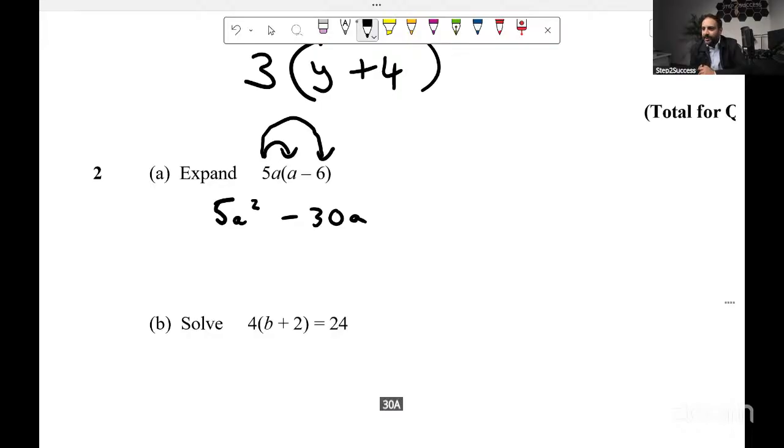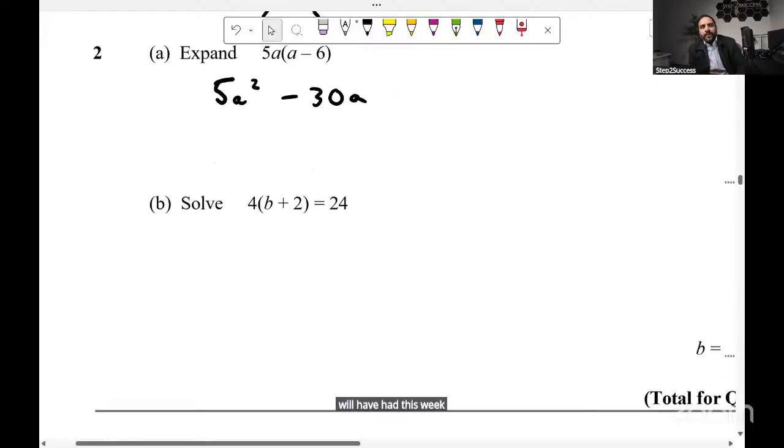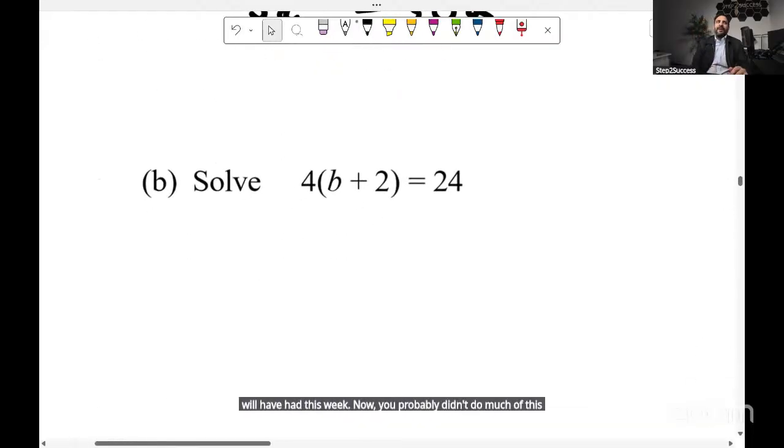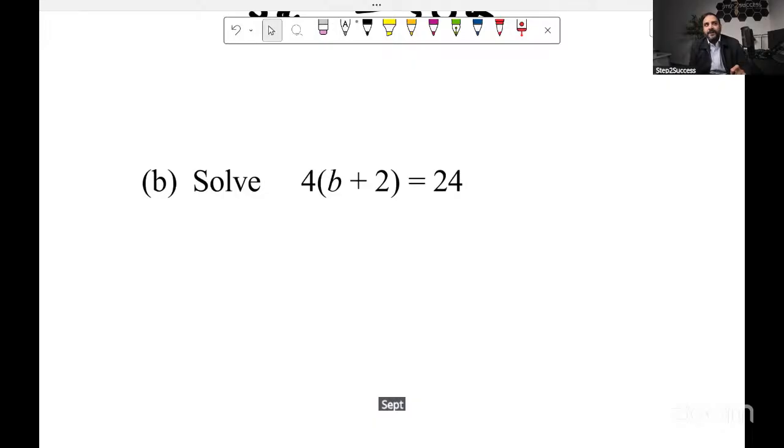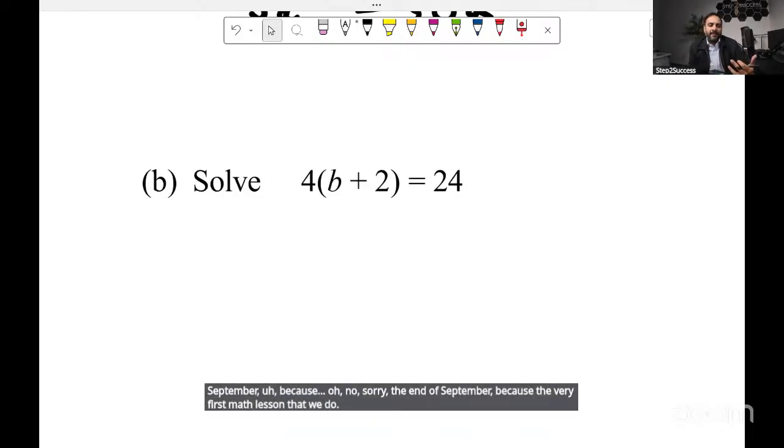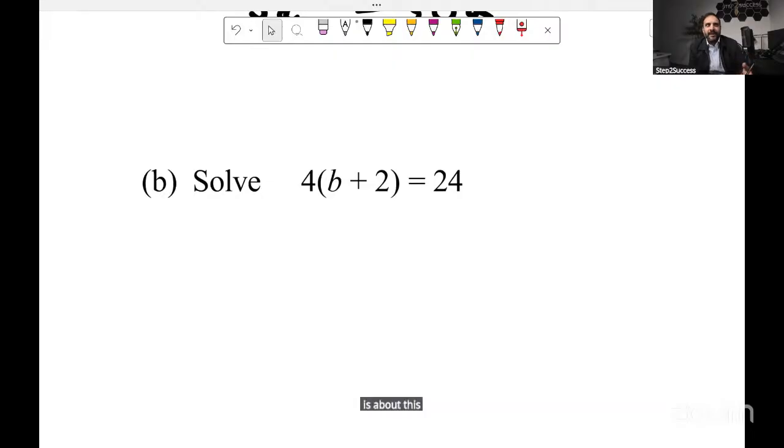Just to be clear, to anybody, if any of you have just joined, this is the homework that everybody in Key Stage 3, 7, 8, and 9 will have had this week. Now, you probably didn't do much of this in the lesson, but you did do a lesson on this for those of you that were with us at the beginning of September. Sorry, at the end of September, because the very first maths lesson that we do is about this kind of topic to do with solving equations.